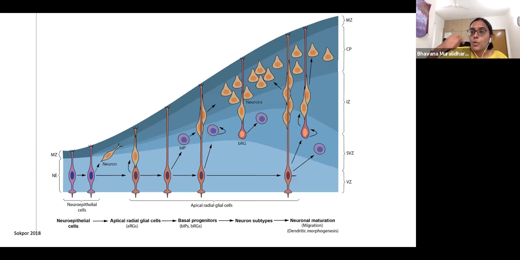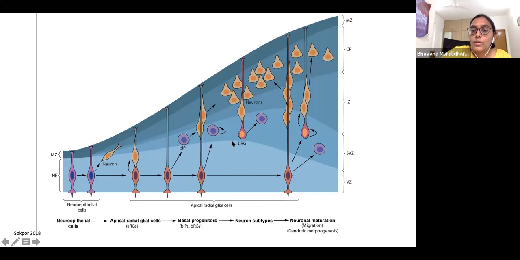Or in fact, they may undergo one more division and form neurons. Now, all of these neurons which are formed in the cortex use the basal process of the radial glia to migrate. They migrate along it. It's as if the radial glia guides them through the cortex and tells them that you need to migrate here and go and sit in the developing cortical plate.